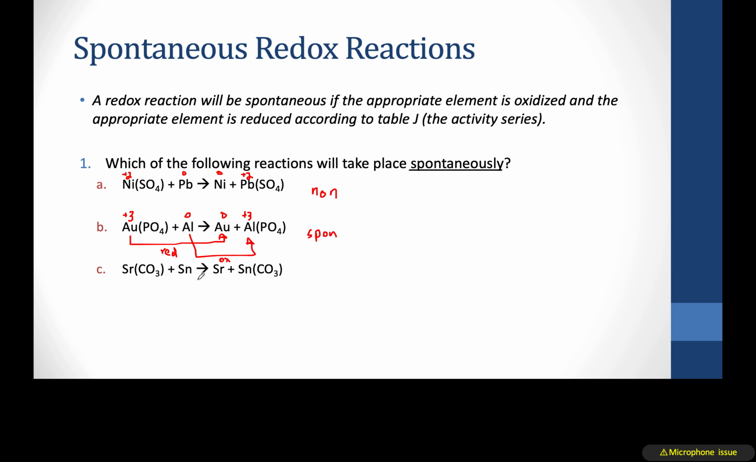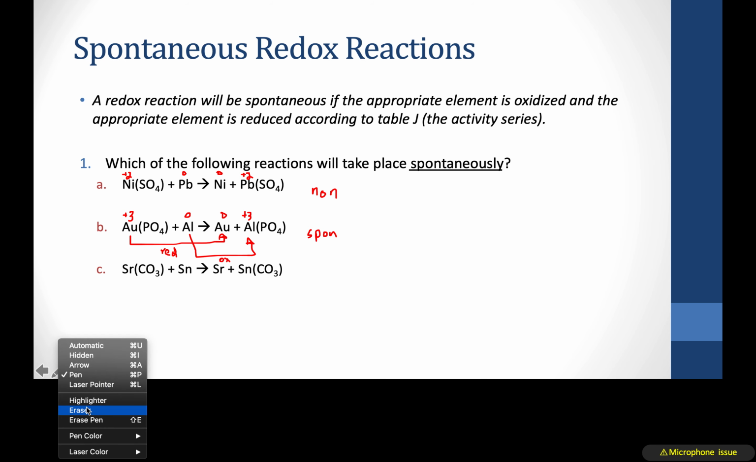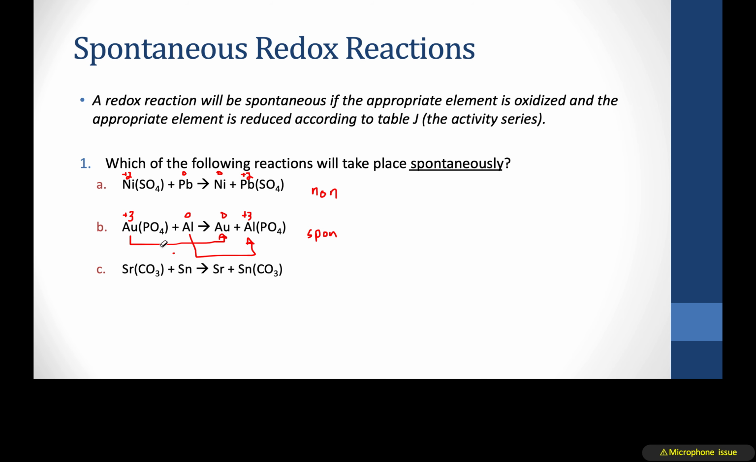Okay, a couple more. And again, I have to erase some of this here just to make space.